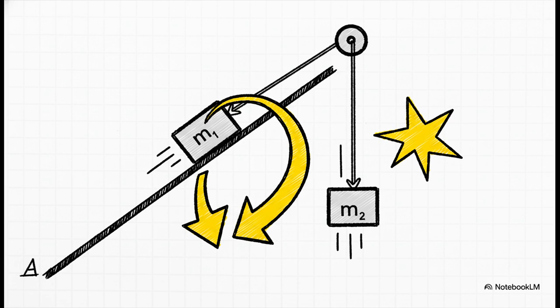This is fantastic news because now we know for a fact that the system is going to move. Mass 2 is going to go down, and it's going to pull mass 1 up the incline. And that means we now know the direction of kinetic friction on mass 1.